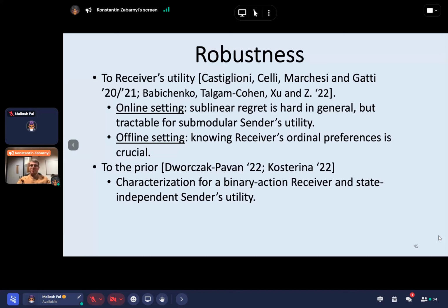And finally, robustness to the prior means that maybe the receiver has some exogenous source of information about the prior, and there is some work on this. For example, there is a characterization for a binary action receiver for the case of state-independent sender's utilities.